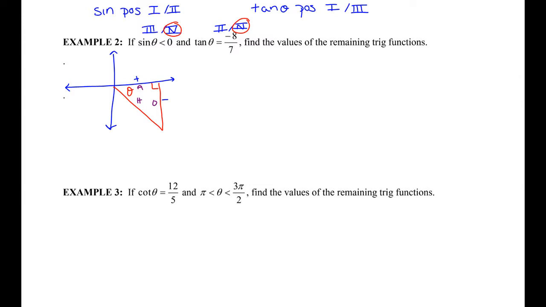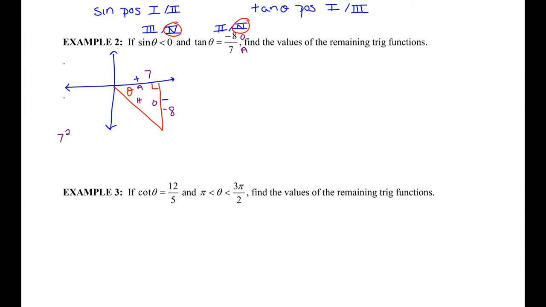Next, I can go and look at the information I'm given about tangent of theta. Tangent is the opposite side over the adjacent side. So I know that negative 8 is my opposite side and 7 is my adjacent side. I don't have a trig function to help me with the hypotenuse, therefore I must use the Pythagorean theorem.